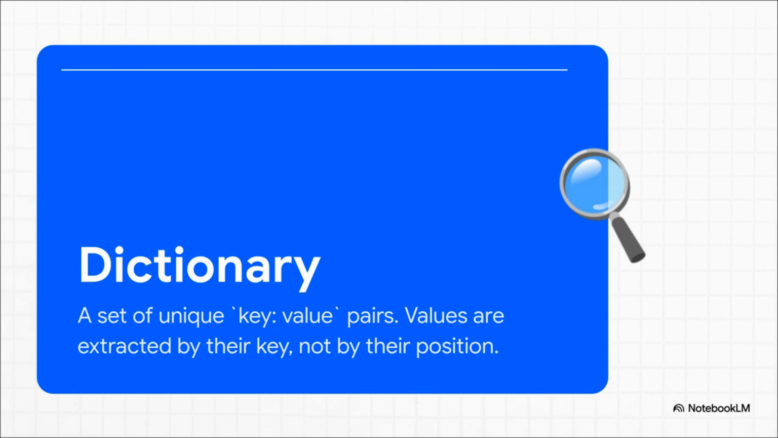And last but not least, we have the dictionary. The best way to think about a dictionary is like a real-world dictionary or maybe a filing cabinet. It doesn't store items in a numbered line. Instead, it stores values that you look up with a unique key.